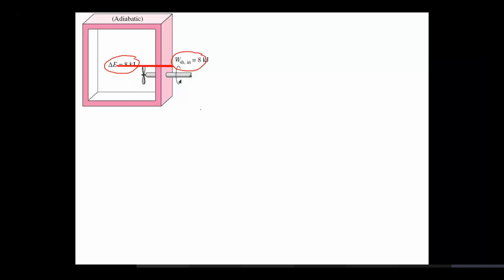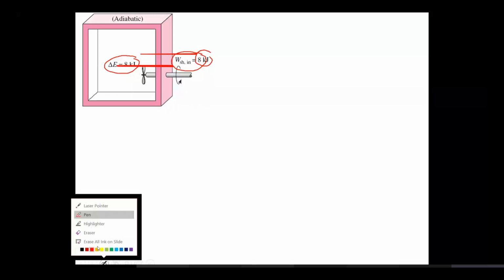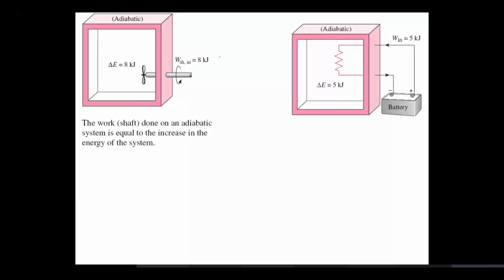If I perform this work by some other way, the same amount of work, regardless whether I'm using the shaft or whether I'm using a battery. That means, let's say, for example, the work over here is 8 kilojoules. If the net work is 8 kilojoules, the change in energy of the system would be what?